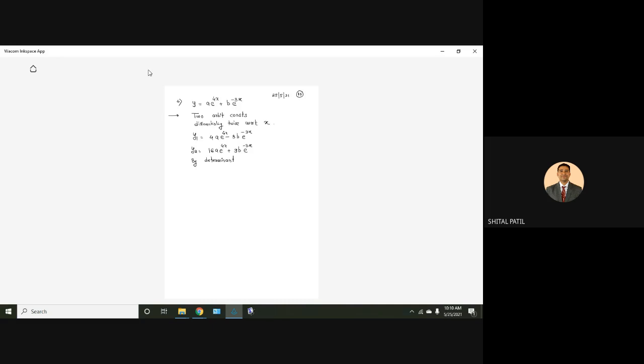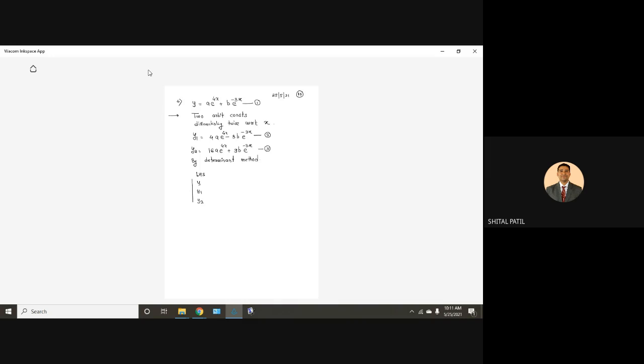By determinant method. See what we have to do. We have to write a 3 cross 3 determinant in this way. Right, the first column is the left hand side of equation number 1, equation number 2, and equation number 3. So what is the left hand side? y, y1, y2, isn't it?